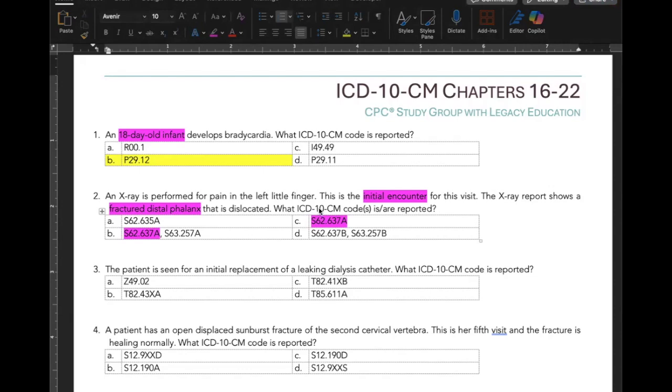Does that make sense? So you might have an option on the exam that's going to test you: do we code both or just one? Using your index is going to tell you for sure whether or not we code both. Okay. Any questions on that one?